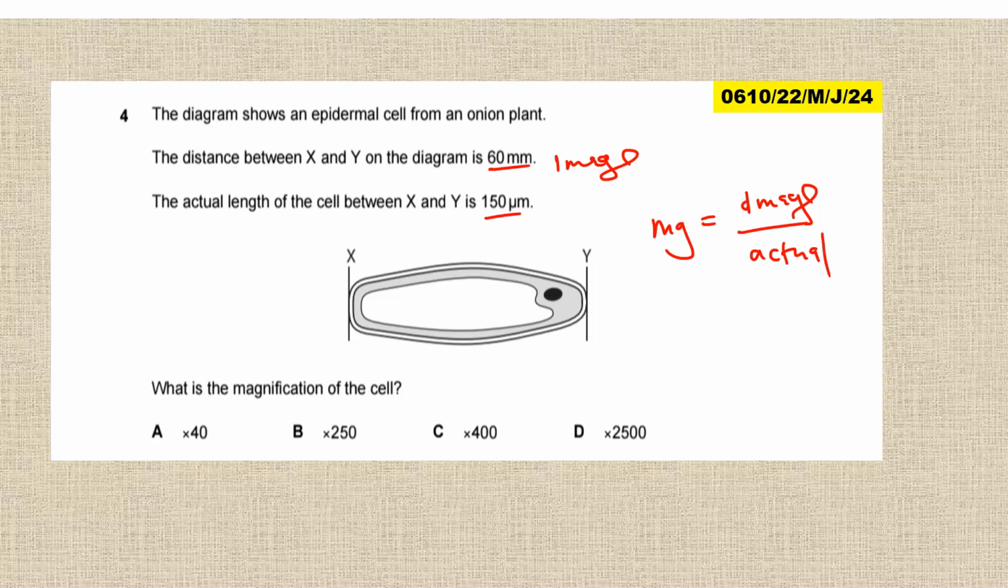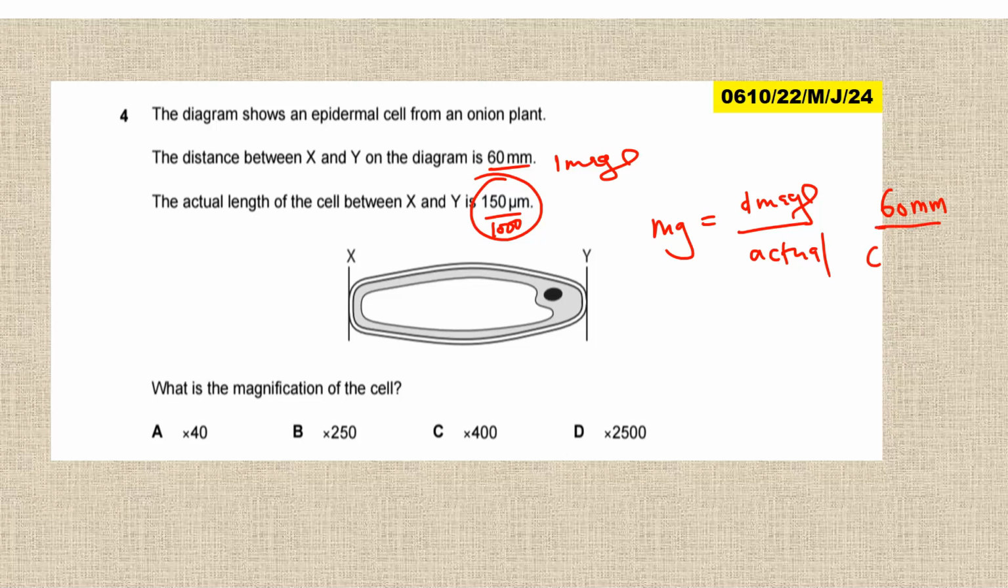Now, look at this. The image is 60 millimeters, but of course, we cannot use the actual the way it is, because it's 150 micrometers. So we need to convert it by dividing by 1,000. So what is 150 divided by 1,000? The answer is going to give us 0.15.